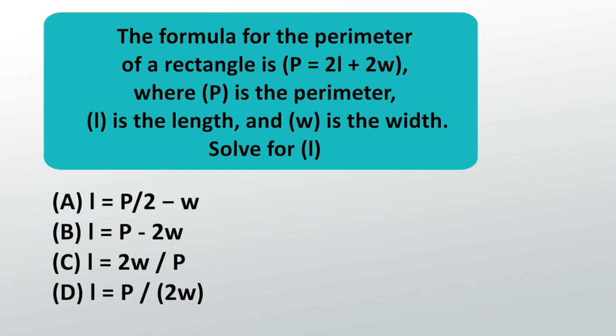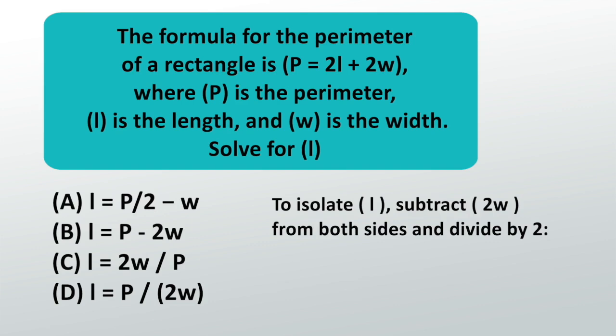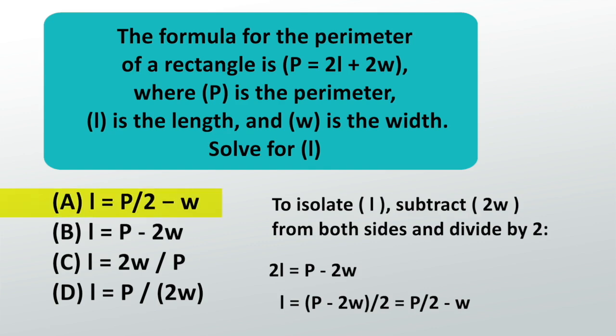Question 3. To solve for L, you must first isolate L. Subtract 2w from both sides. Now you have 2L equals P minus 2w. Now you must divide each side by 2. You get L equals P over 2 minus w. The correct answer is A. L equals P over 2 minus w.